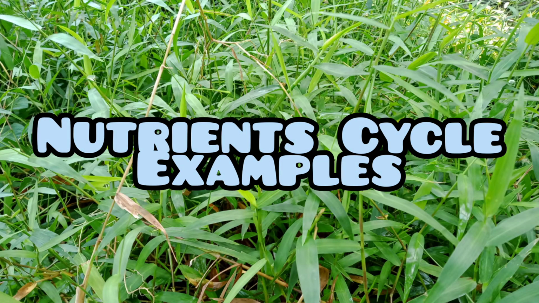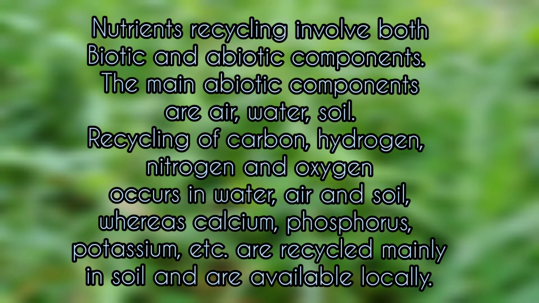Nutrient cycle examples. Nutrient recycling involves both biotic and abiotic components. The main abiotic components are air, water, and soil. Recycling of carbon, hydrogen, nitrogen, and oxygen occurs in water, air, and soil, whereas calcium, phosphorus, potassium, etc. are recycled mainly in soil and are available locally.